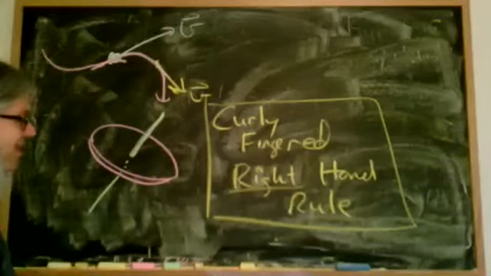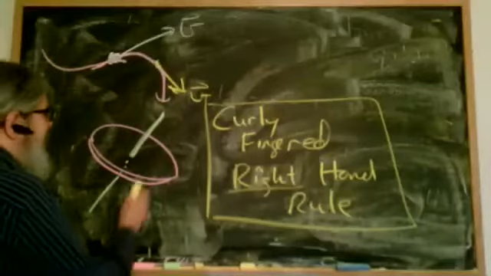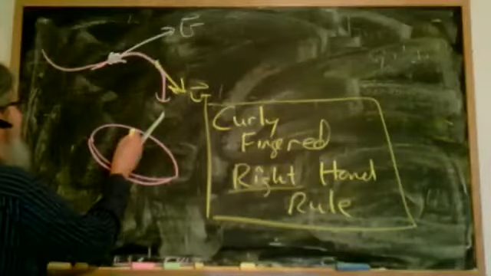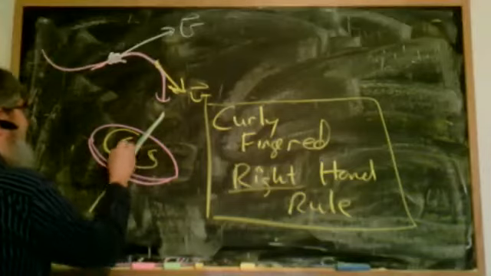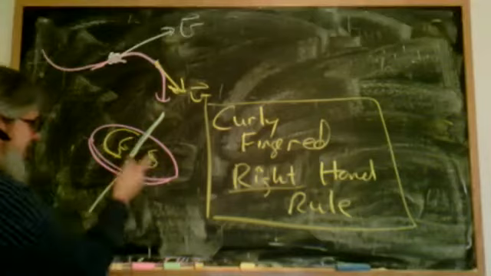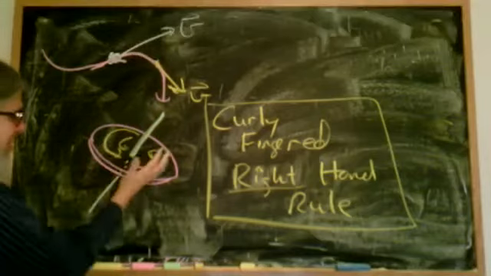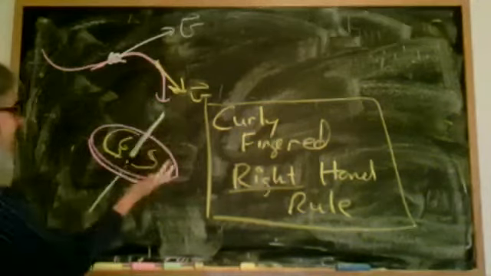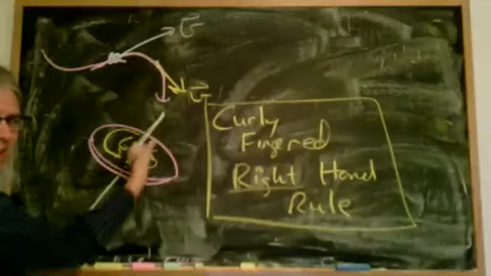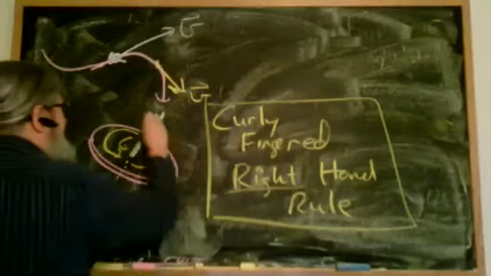How does the curly-fingered right-hand rule work? It's simple. You wrap your fingers around in the direction of the rotation. So if this disk is spinning as seen from above in the counterclockwise direction, I'd wrap my fingers around like this. See what I'm doing? If I do that, your thumb is pointing along the direction of omega.